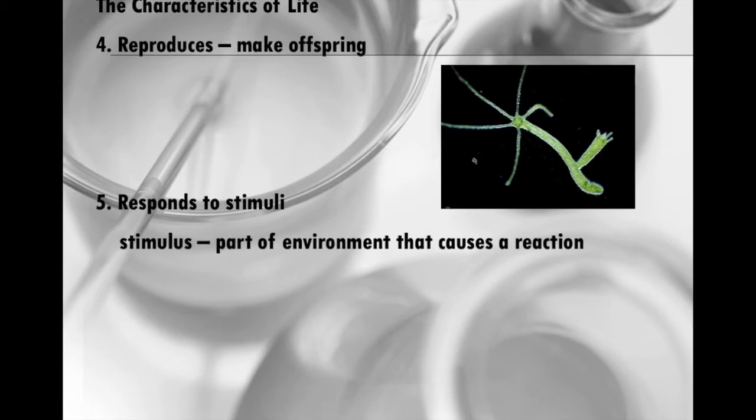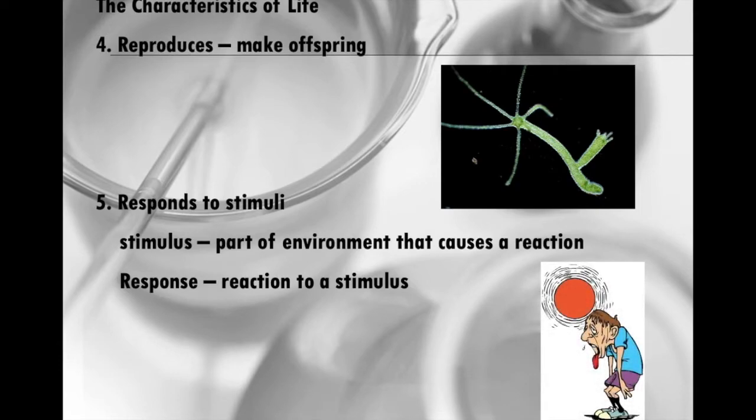A stimulus is a part of the environment that causes a reaction. When we're talking about the shivering example, the stimulus would be the cold temperature. And then the response is just the reaction to the stimulus. When you're exposed to the stimulus of cold, your response is to shiver. When you're exposed to the stimulus of a warm temperature, then your response is to sweat.